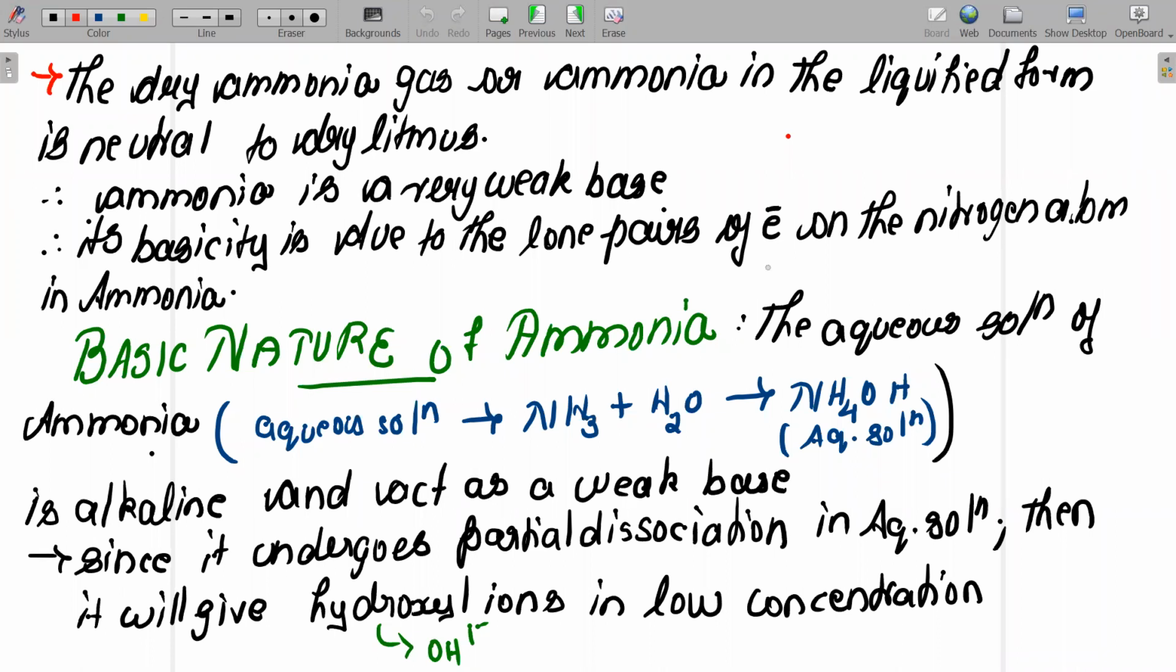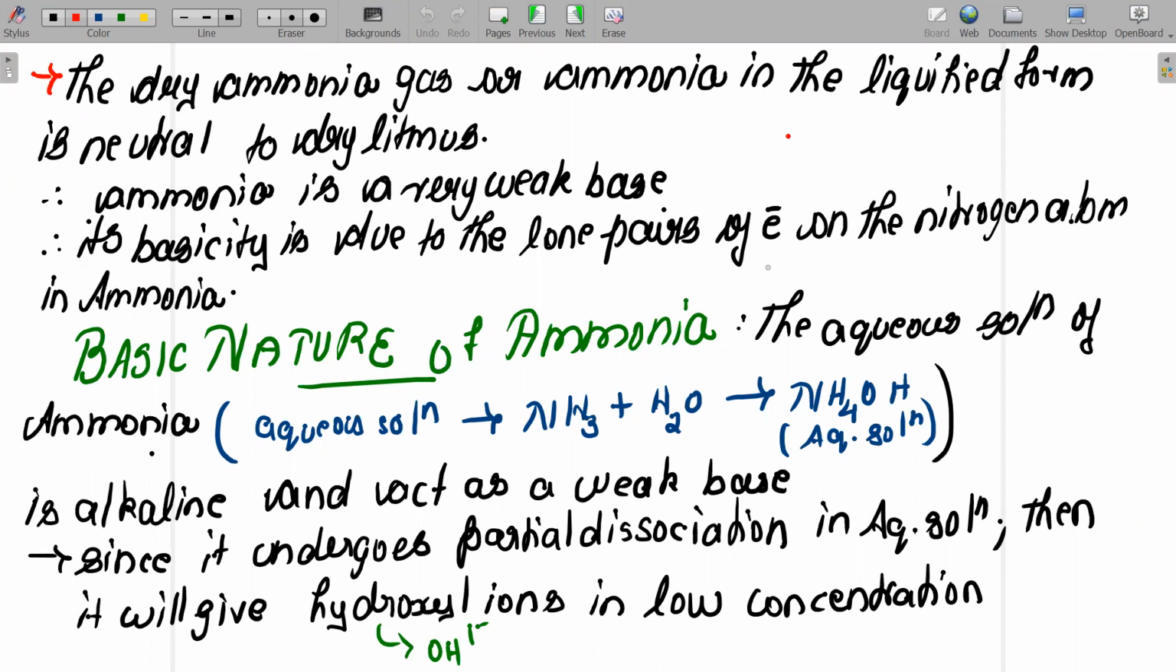You take some ammonia, add some water, then this particular reaction will happen. NH3 plus H2O will give NH4OH. That is nothing but what we call the aqueous solution. Understood? You take ammonia, add water, and you will get NH4OH. This NH4OH we call the aqueous solution. Now, this aqueous solution is alkaline in nature and it acts as a weak base.